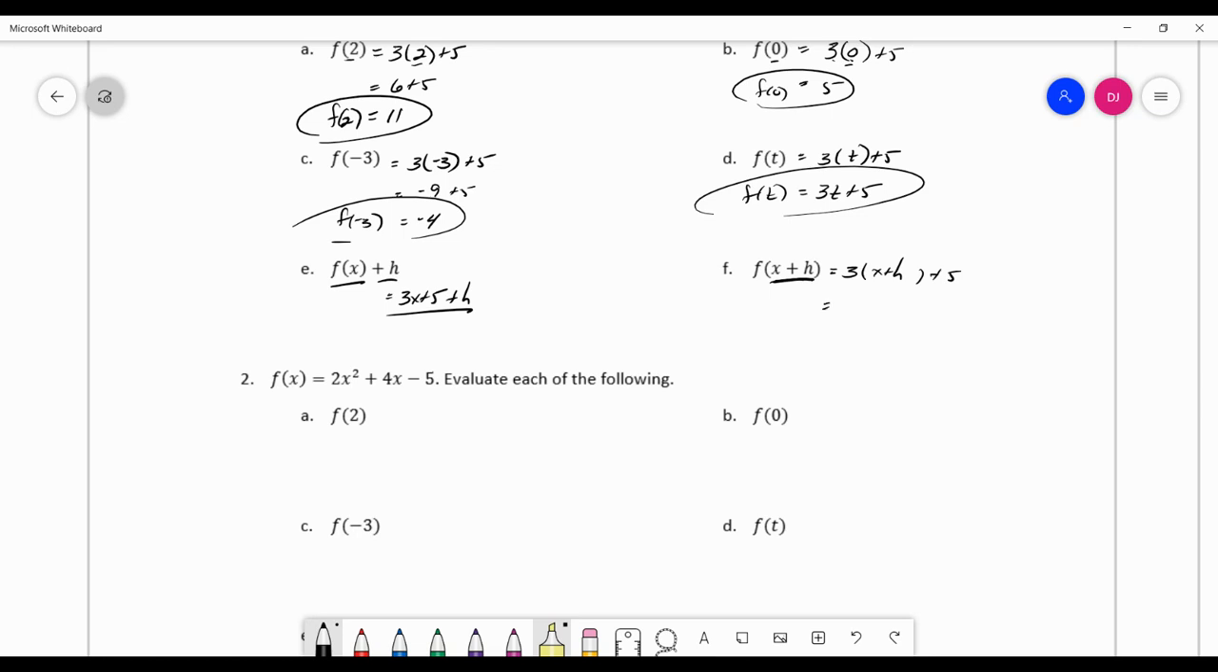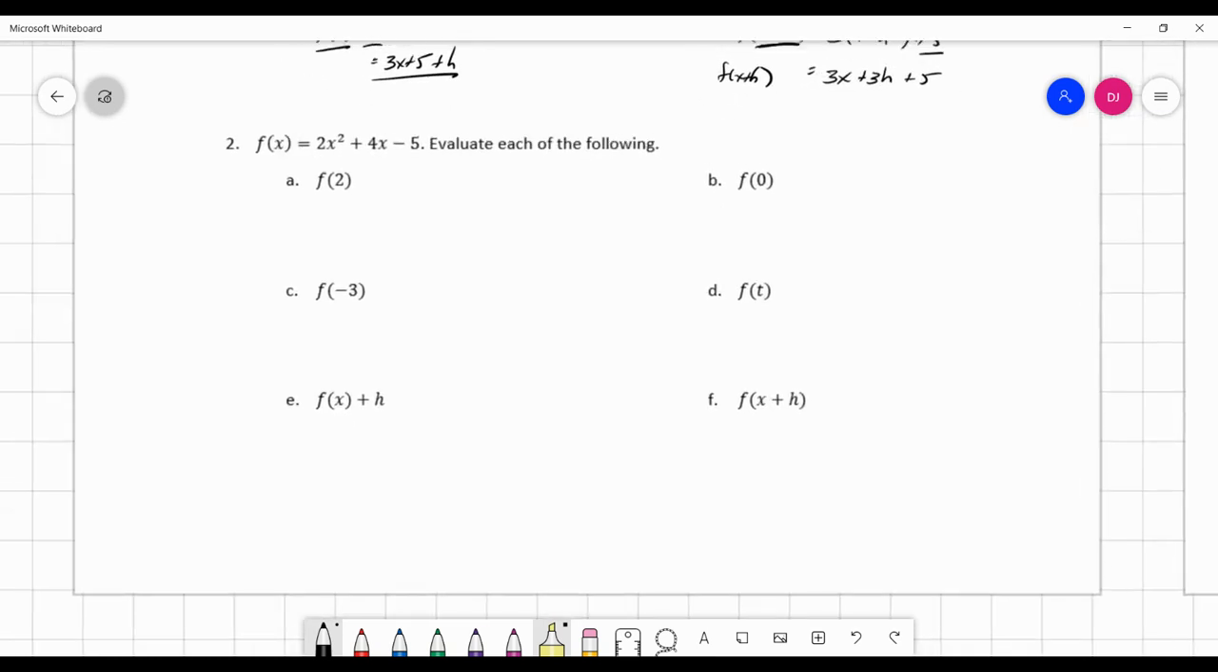Okay. Now I'm not going to expect you to distribute this, but 3 times x is 3x. 3 times h is 3h. And then, plus 5. So I can expand that out if I would like. Okay. So number 2 is the same thing, it's just with a quadratic.